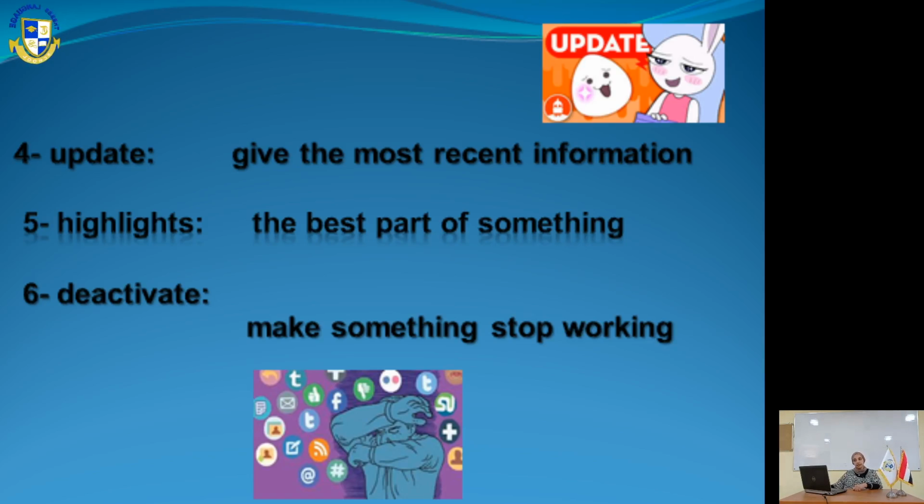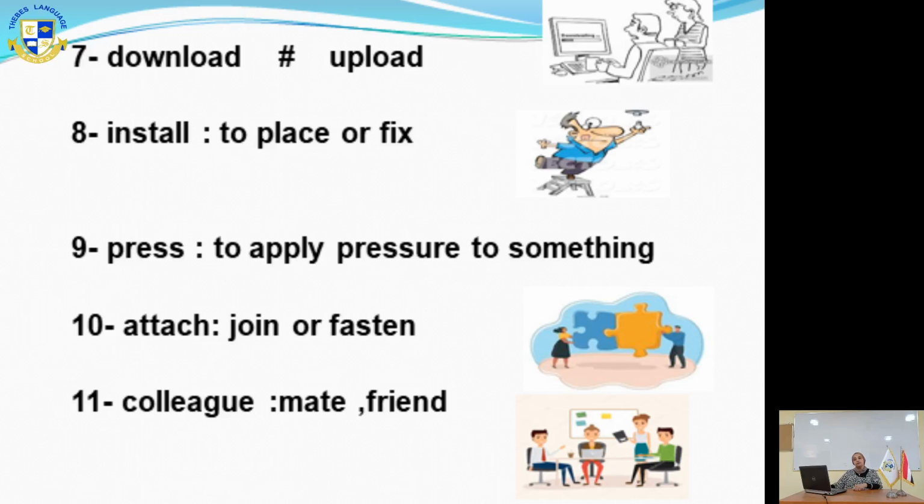In slide 6, we have number 7, download, and the opposite is upload. Of course, all of you know the meaning of download and upload. You do it all the time, especially with your games, PUBG and Fortnite, something like this. And number 8, install. It means to place or fix something to make it work.